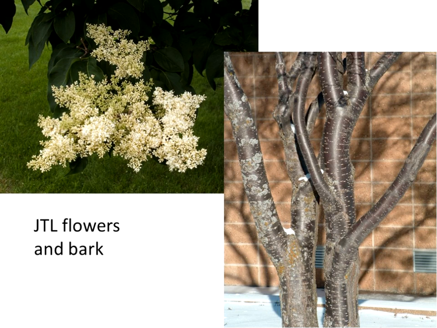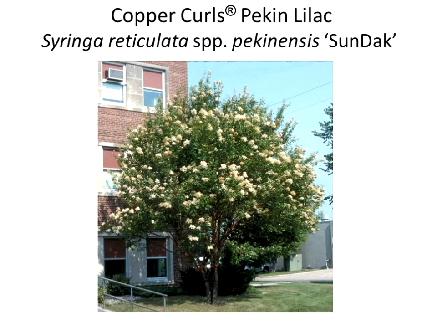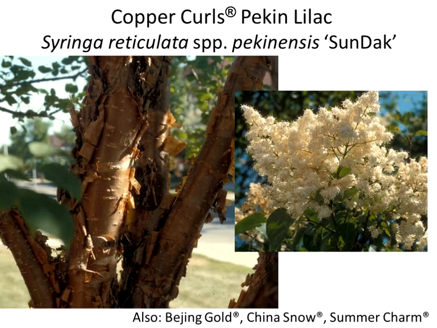Beautiful. Variegated form, golden eclipse. This is not adding diversity just because we have variegated leaves. So don't get fooled by that, that it looks a little different, so I'm going to be okay. But it is beautiful. Here's a pecan lilac. It's closely related. I love pecan lilacs, but again, if we have issues, right now we don't because they're pretty pest-free that we know of.